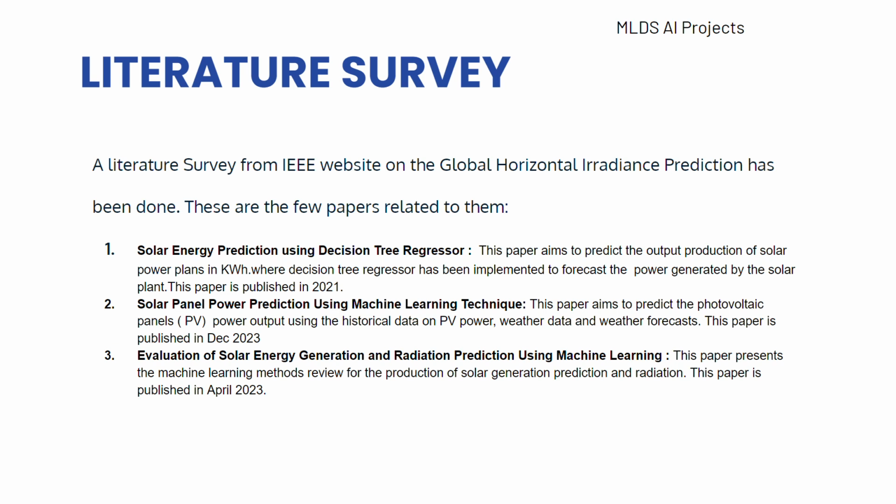And the second paper is solar panel power production using machine learning techniques. This paper aims to predict photovoltaic panel output using historical data on PV power, weather data and weather forecast. This paper was published in December 2023. And the third paper is evaluation of solar energy generation and radiation prediction using machine learning. This paper presents a machine learning methods review for solar energy production and radiation prediction. This paper was published in 2023.